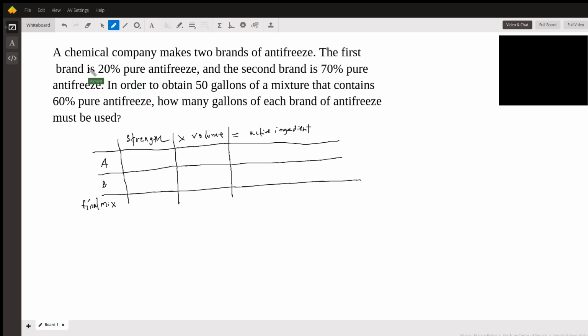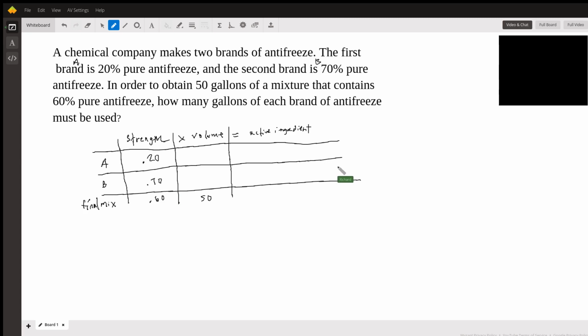So the first brand, we'll call that A. It's 20% antifreeze. The second one that we're going to call B here, 70% antifreeze. And we want 50 gallons of a mixture that's 60% antifreeze. How many gallons of each brand should be used?